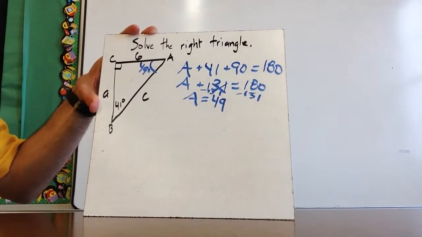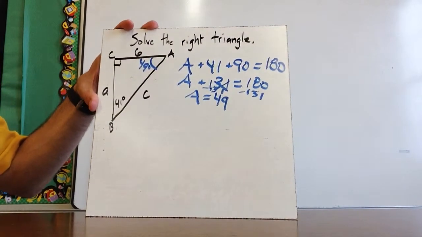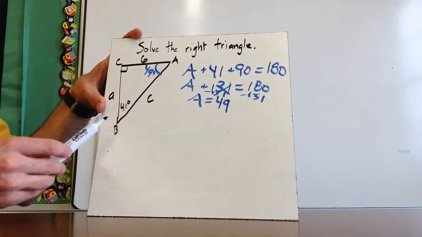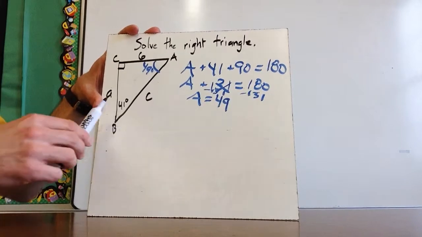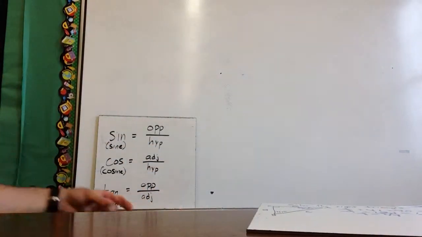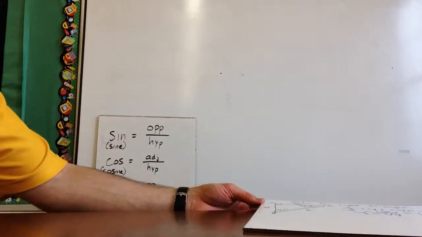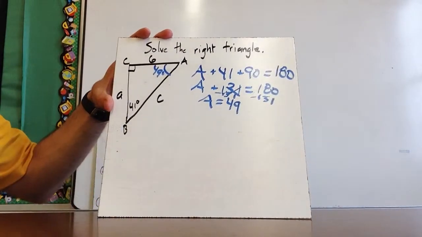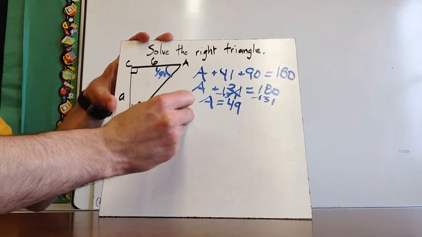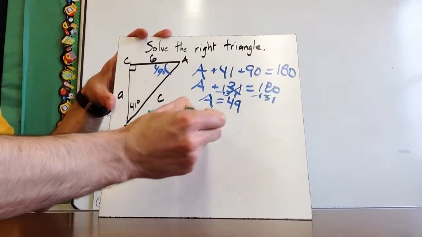I'll go in order just because A is lower in the alphabet, so let's use angle B. From B, I know the opposite and the adjacent. So now I want to figure out which of these talks about opposite and adjacent, and that's obviously tangent. So the tangent of 41 equals the opposite, which is 6, over A.